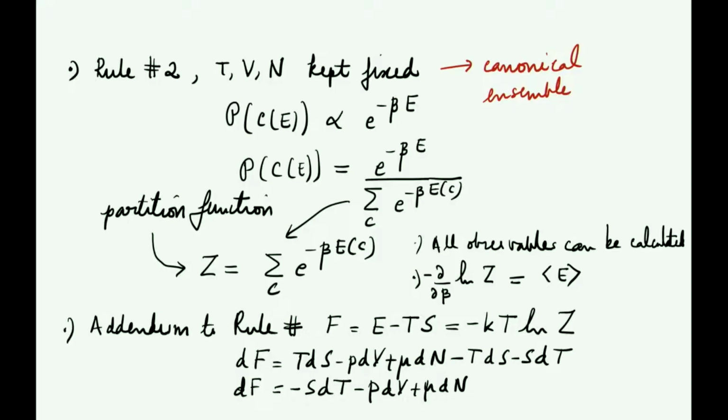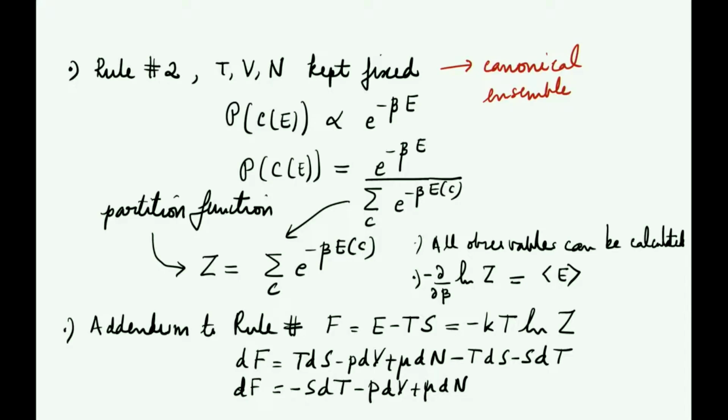Just like we had entropy as k log omega, now we have a free energy, which is E minus TS. That free energy is linked to the partition function through this formula. This also can be derived, but we can take it as given. So the connection to thermodynamics is F is minus kT log Z, but F is E minus TS, so if you do dF, you get dE minus TdS minus SdT, that is, minus PdV plus mu dN minus TdS minus SdT. So dF becomes minus SdT minus PdV plus mu dN. With this much information, now you can compute everything.